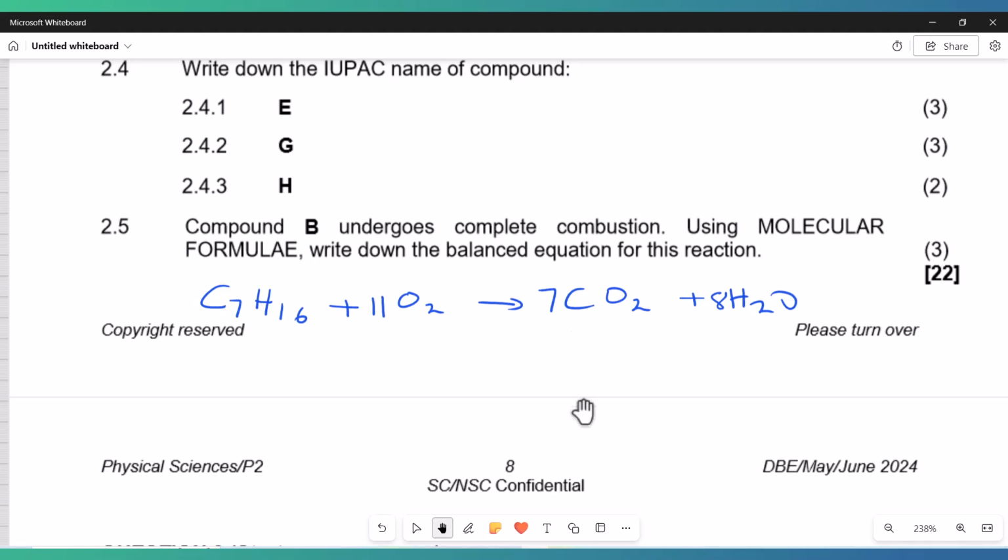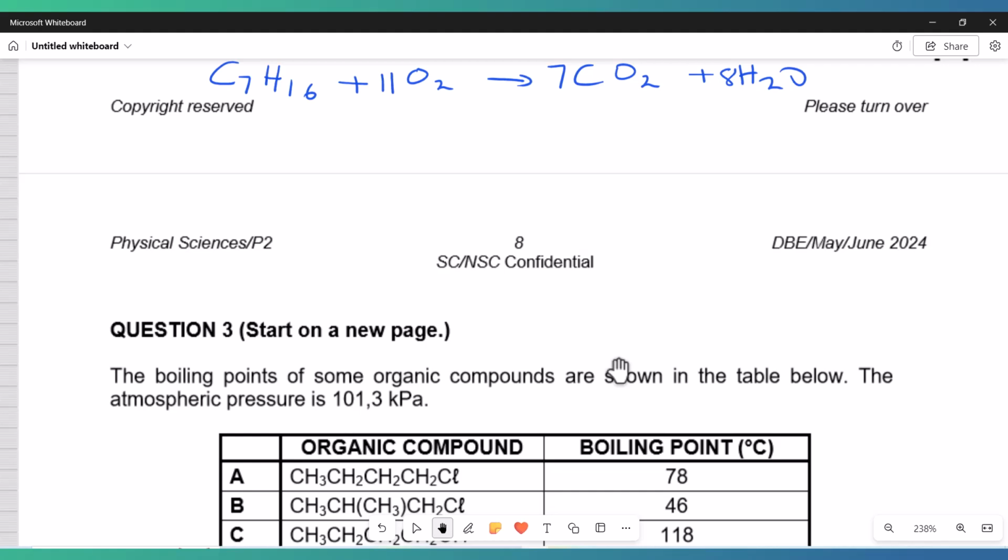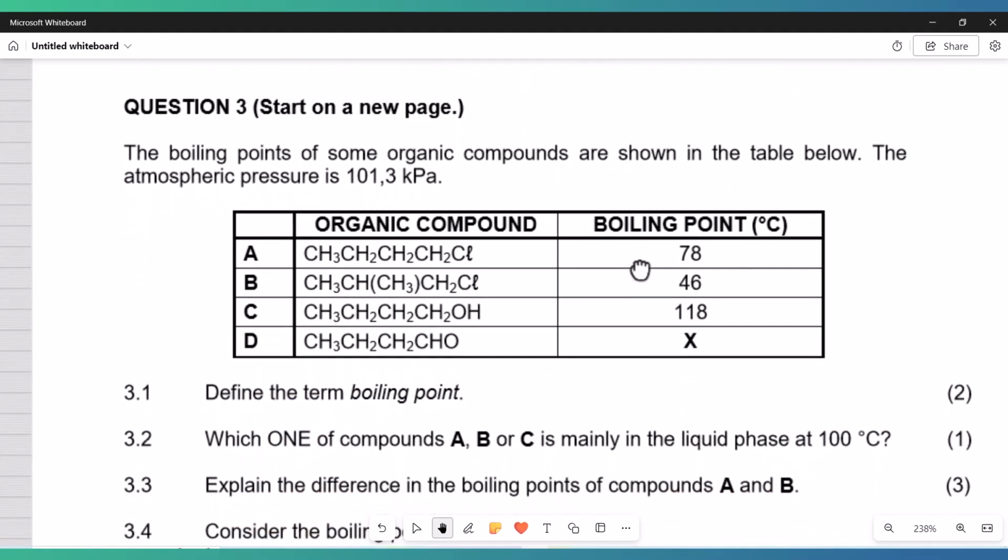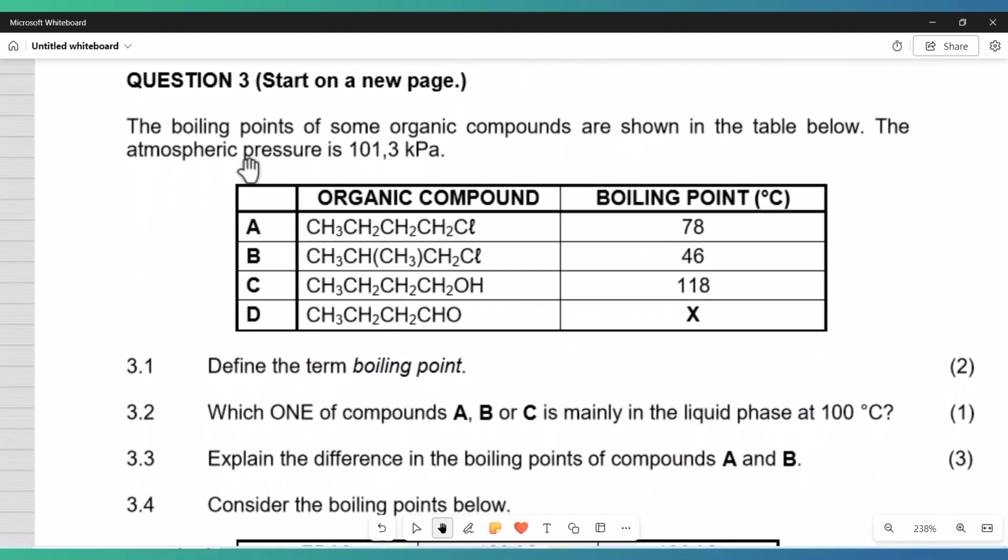May, June 2024. Question 3. They said that the boiling points of some organic compounds are shown in the table below. The atmospheric pressure is 101,3 kilopascals. Organic compounds A, B, C, and D, with boiling points 78, 46, 118, and X.